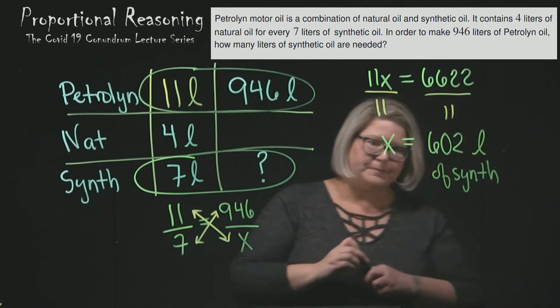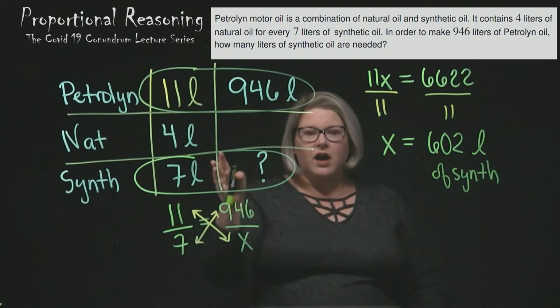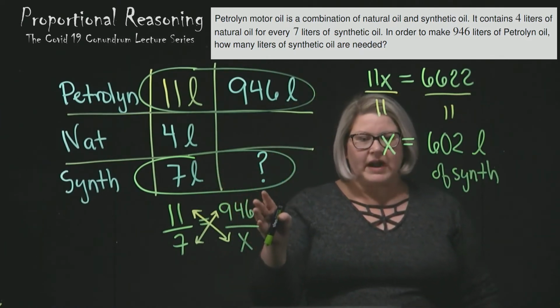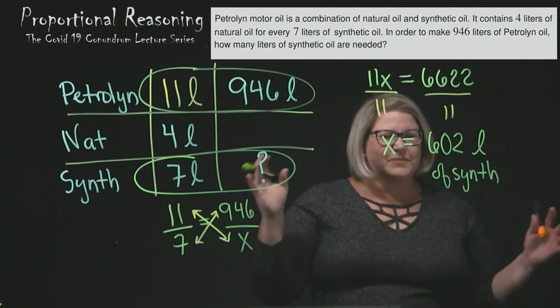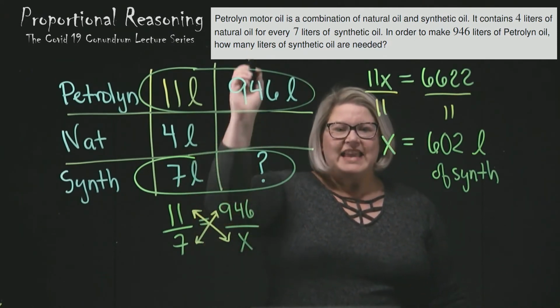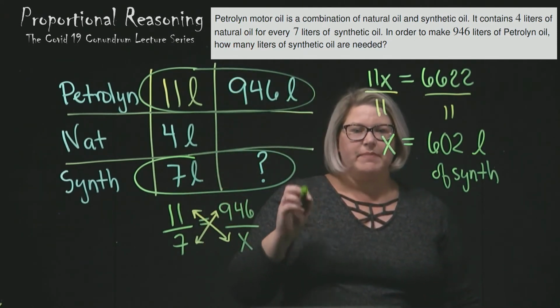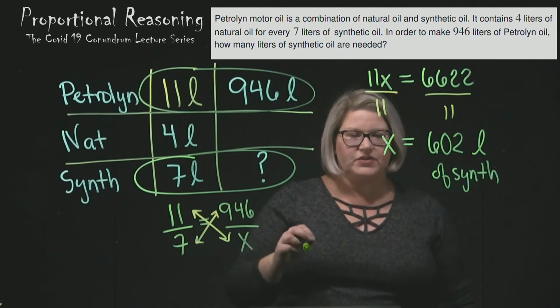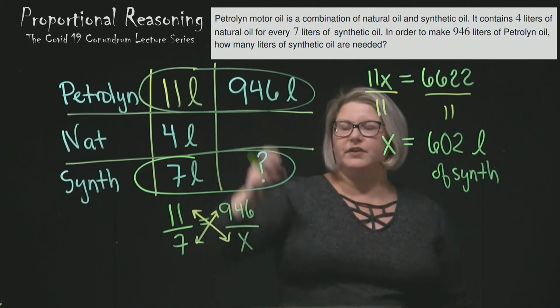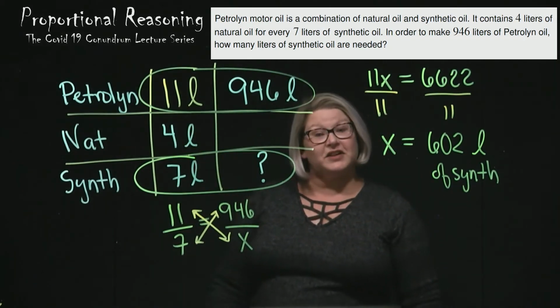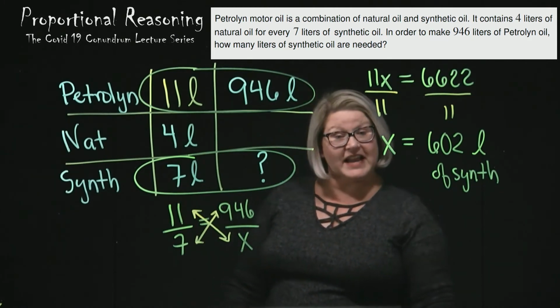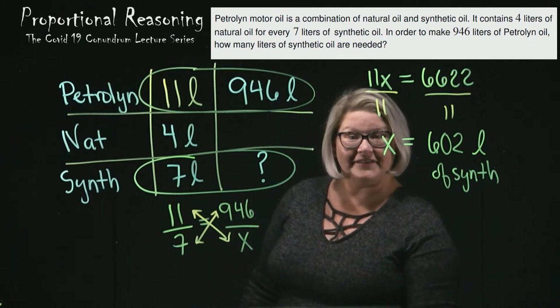of synthetic. So I call these problems, these are proportional problems with totals or some type of combination. And it's that first part right there where they say petrol and motor oil is a combination of natural and synthetic. So that's what we're going to look for in our wording. Take a look at the next problem. See how this falls into the same category.